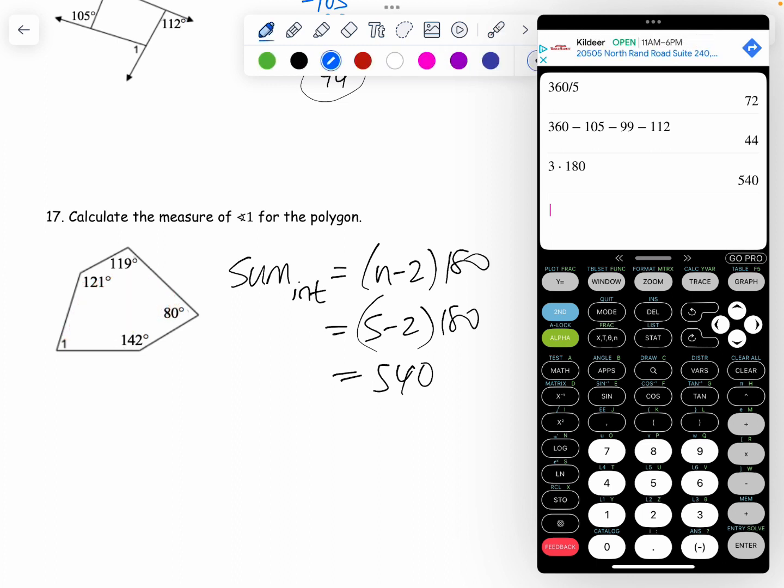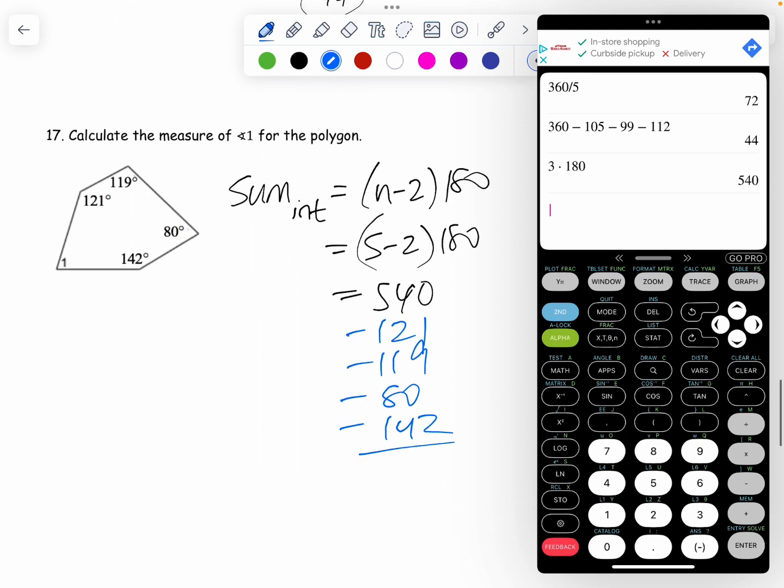But I'm going to do the same exact thing now. I'm going to subtract 121 and 119 and 80 and 142. And I'm going to end up with, bear with me while I type this into my calculator real quick, 80, 142, and I got 78.